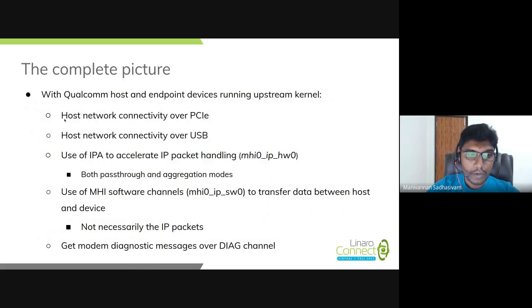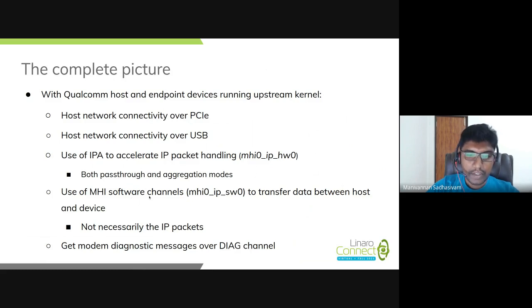So the final end goal is to provide the network connectivity to the host over PCIe and also to provide the network connectivity over USB as well. In the later stage, we want to use IPA to accelerate the IP packet handling through the hardware IP channels. And we are planning to use both pass-through as well as the aggregation mode supported by IPA in the future.